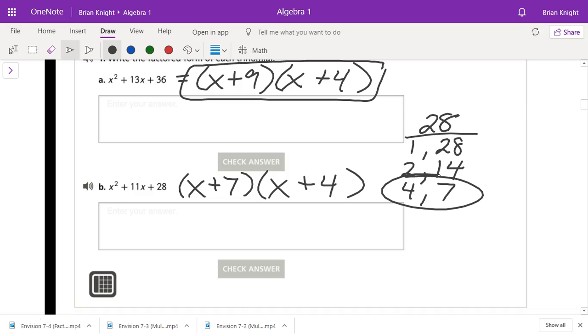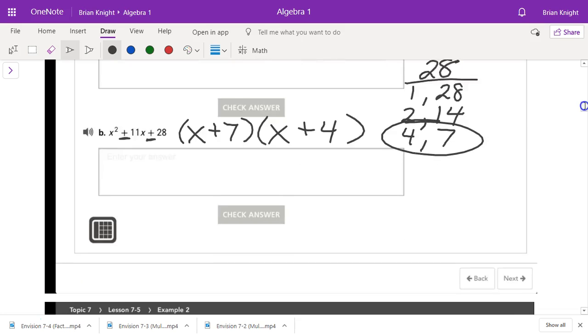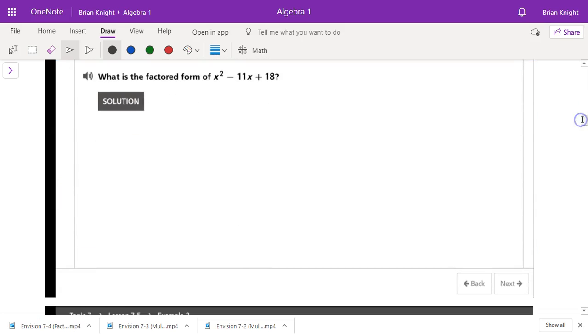Okay? Everybody good? Now, these have been really easy so far because we've only dealt with what kind of numbers? Positive. So no big deal. The rules do not change. Same rules. Just a few things are a little different here. Two numbers that multiply to be positive 18 and add up to negative 11.